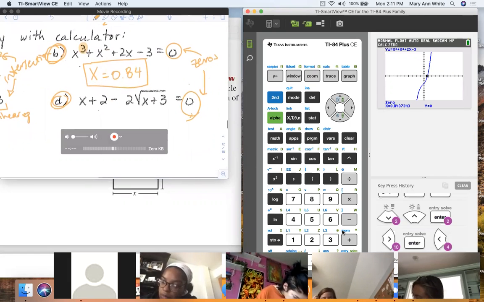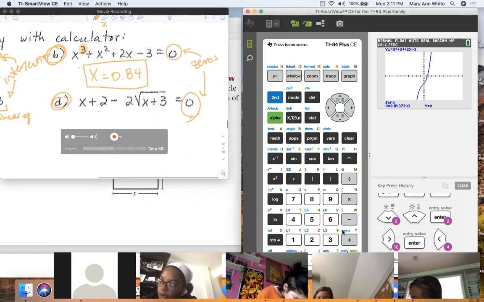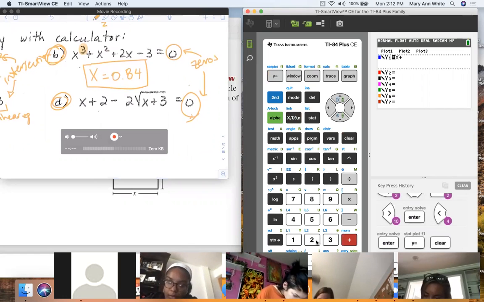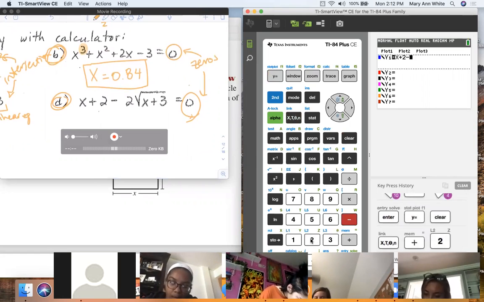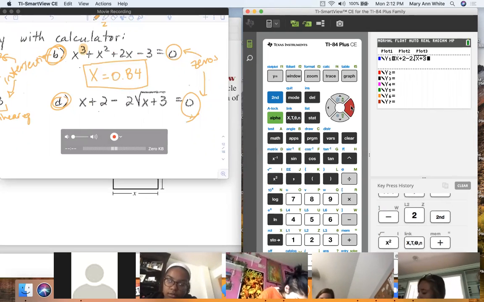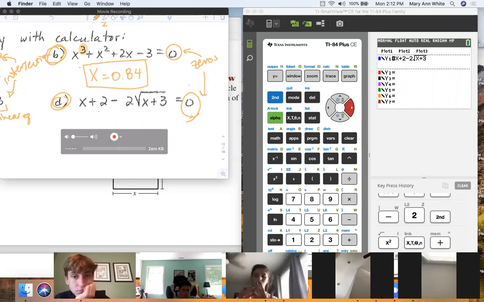We got one more. Now I got a square root one. Any questions so far? Doing okay? Okay. I'm going to do y equals, erase that. I'm going to do x plus 2 minus 2. Now to do my square root, remember that's second x squared, and I'm going to put x plus 3 inside. If you have an older calculator, you may need to end with parentheses, but mine knows that I am ending it already, so I don't need to do that.